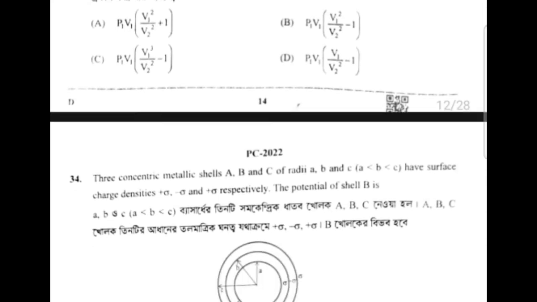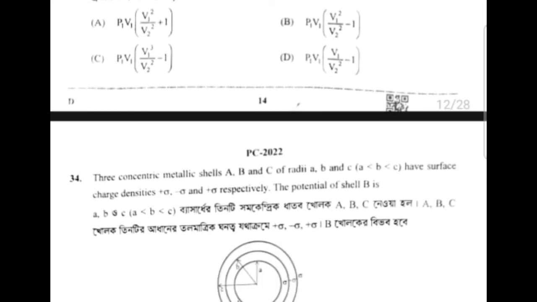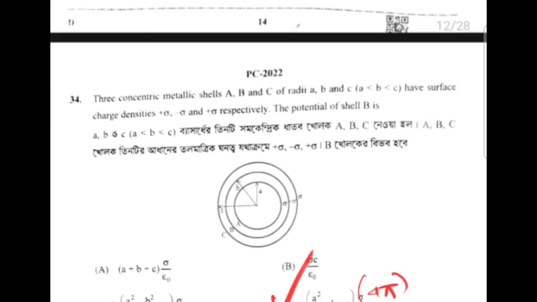Question number 34. Three concentric metallic shells A, B, C of radii a, b and c have surface charge densities plus sigma, minus sigma, plus sigma. The potential of shell B is asked. If we simplify the options and multiply 4 pi above and below, we will get the relation of the required potential of the three shells. So you can easily see option D as the correct option.